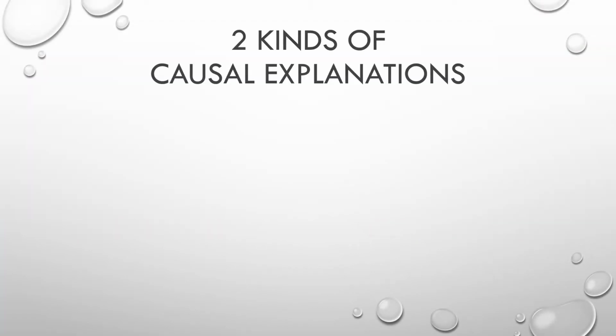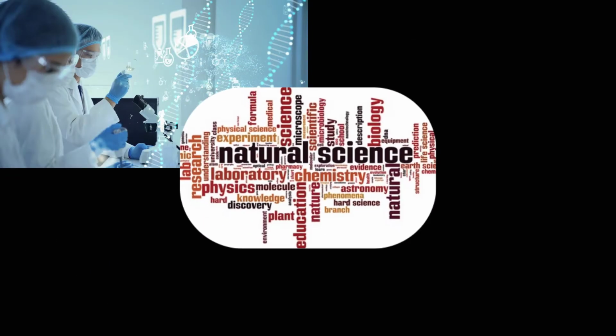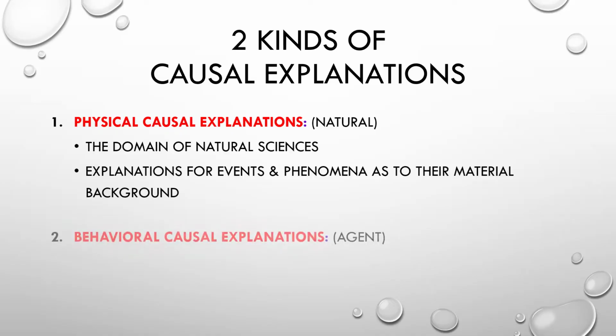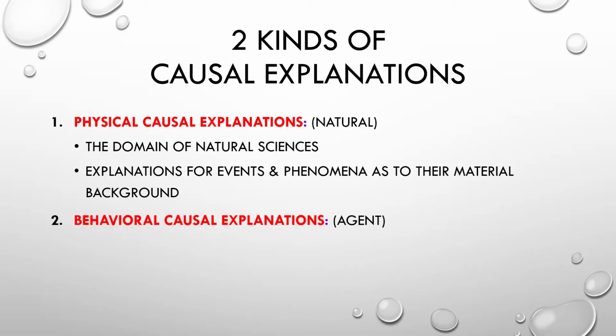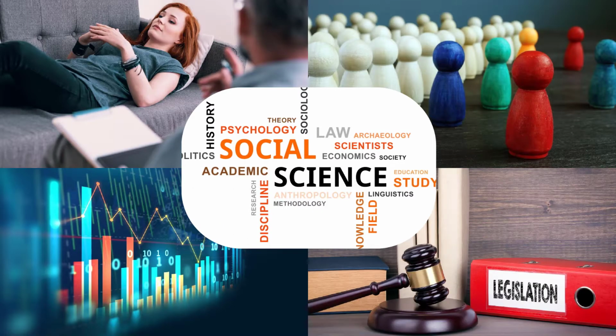And since we did it with causality, let's do it with causal explanations. We'll divide them into two kinds following our two types of causality: physical causal explanations, following our natural. Physical refers to the domain of the natural sciences, explanations for events and phenomena as to their material background, and behavioral causal explanations following agent. Behavioral refers to the domain of psychology, sociology, economics, and other social sciences. Explanations that attempt to elucidate the causes of behavior with reference to reason, motive, goals, habits, etc.